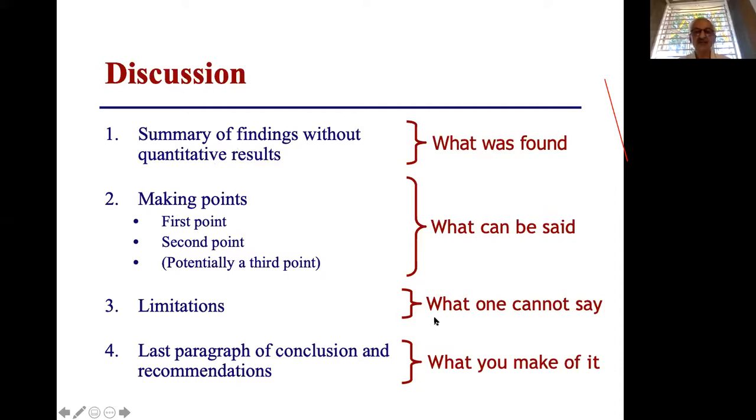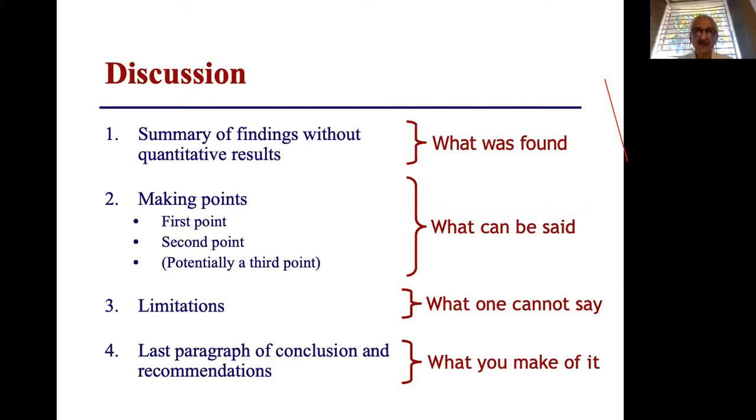The third piece is the limitations section, what one cannot say. There is no perfect study yet, and therefore all studies have limitations, and we must highlight what our studies' limitations are. This is extremely important to do, because this tells the reader that you've looked at your work in a very unbiased manner.